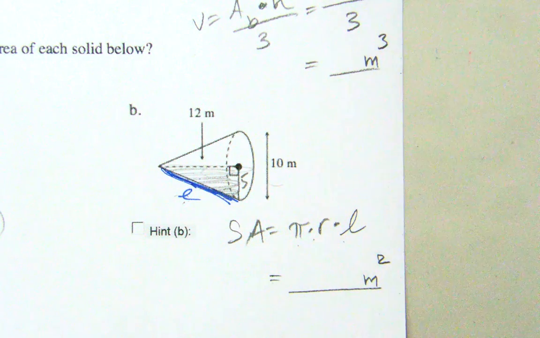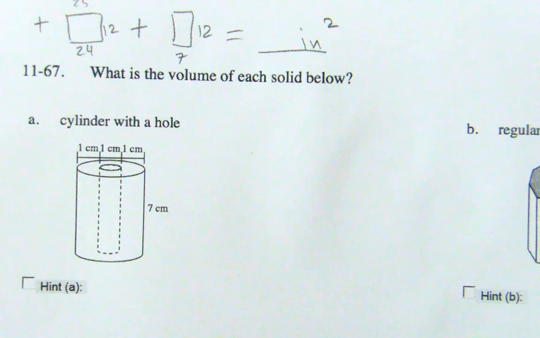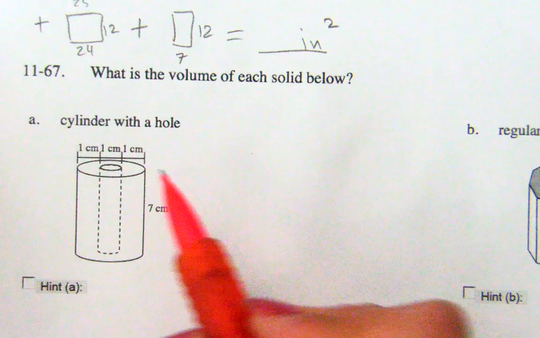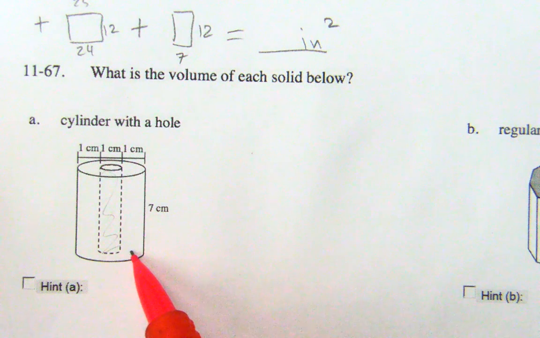Okay, that was 66. So I have time for one more. What's the volume of each solid below? This shouldn't be too bad. It's not the surface area, they just want the volume. Area of the base, cylinder with a hole. So we have to find the volume of the whole cylinder and then subtract out the cylinder piece that would make the hole, and then that should be it.